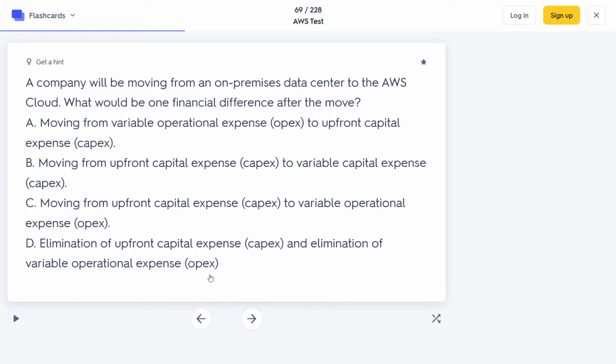Moving from variable operational expenses to upfront capital expenses, not at all. Moving from upfront capital expenses to variable capital expenses, probably. Moving from upfront capital expenses to variable operational expenses, that sounds more like it. Option D, elimination of upfront capital expenses. Option number C.